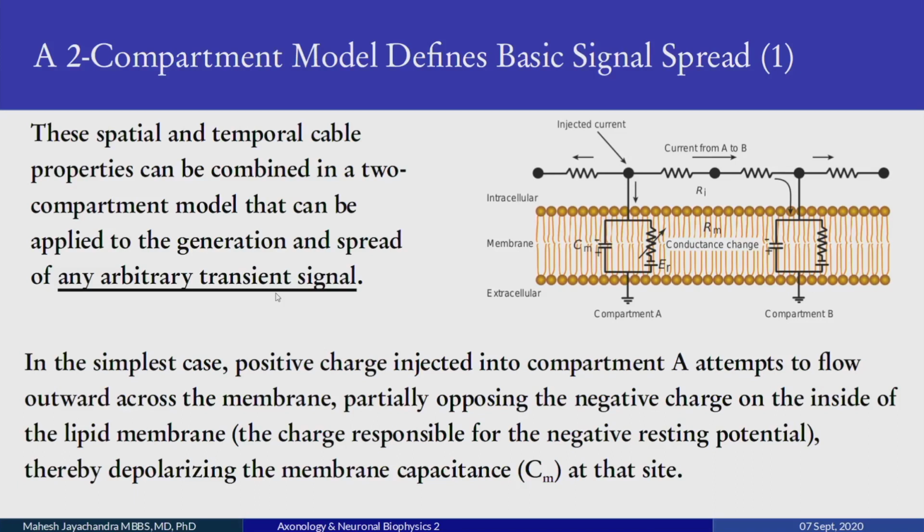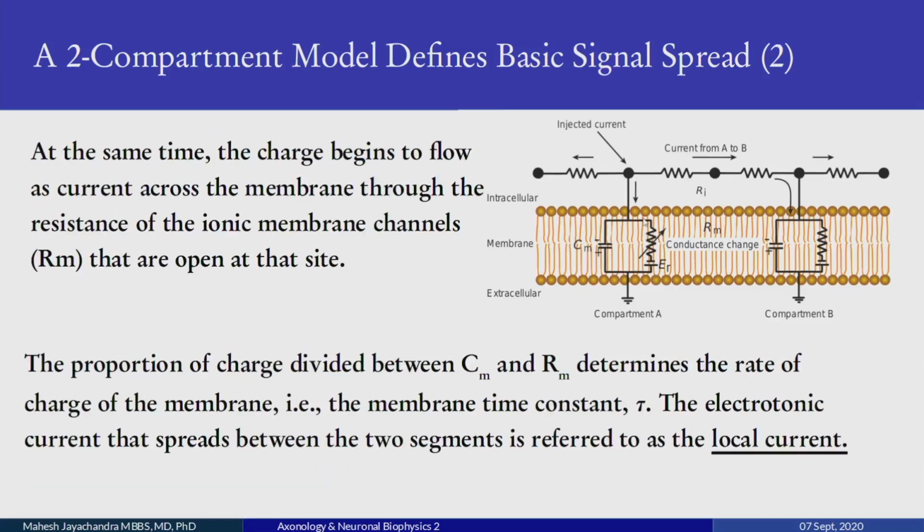So consider the simplest case. This is compartment A and you inject current, positive charge here, and this flows outward across the membrane, partially opposing the negative charge on the inside of the lipid membrane. This negative charge is responsible for the resting membrane potential, and thereby it depolarizes the membrane capacitance at this site. Okay. At the same time, the charge begins to flow as current across the membrane through the resistance of the ionic membrane channels that are open at this site.